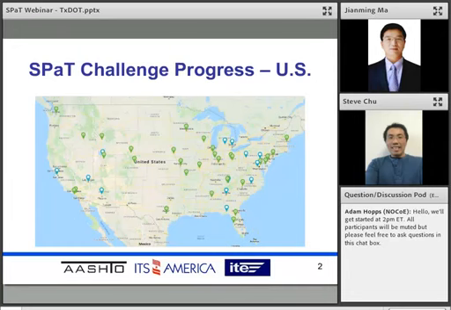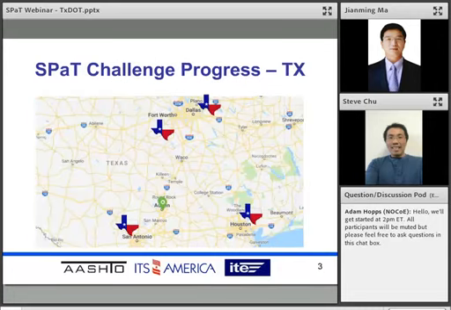This SPaT challenge and emerging vehicle technology, they're changing every day. Basically, as Blaine just mentioned, there are a lot of states that have been doing this. In Texas, we're also doing a lot of good things, but we're not good at putting pins on a map. So this is what we are doing.